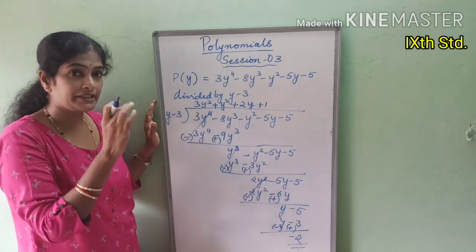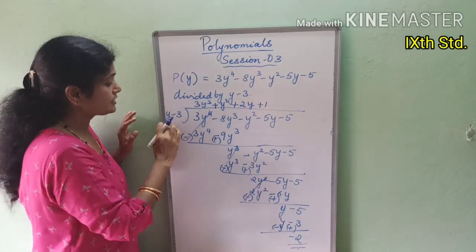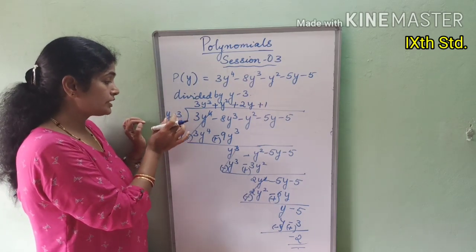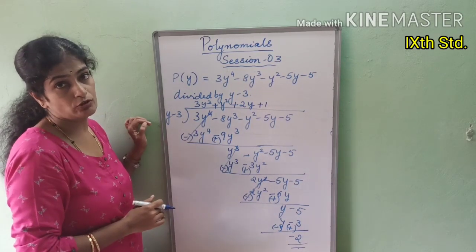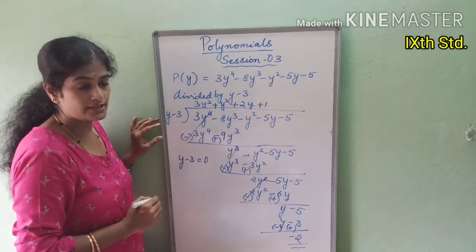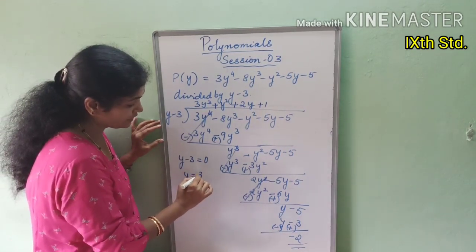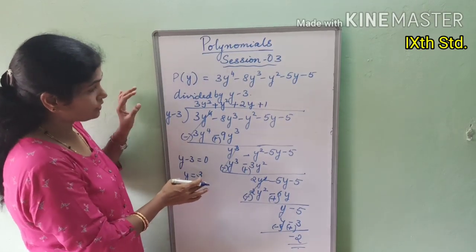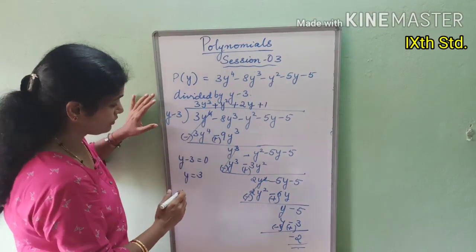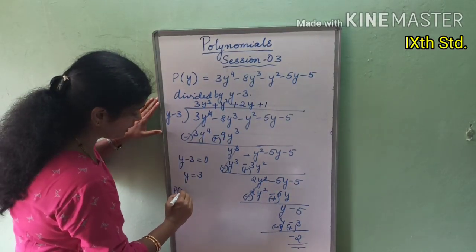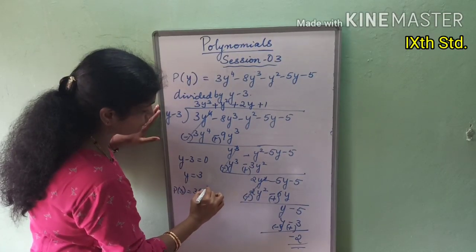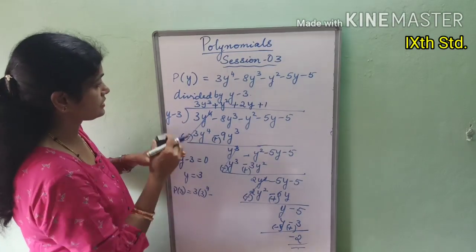Now again, as I said in the previous example, let's focus on this divisor, y minus 3. Let's try to find out the zero of it. To find the zero of y minus 3, I am equating it to 0. So y is equal to 3. Now this y equal to 3, I will substitute it here in this equation. So what is that? P of 3 is equal to 3 into 3 raised to 4 minus, or I'll just do it here.